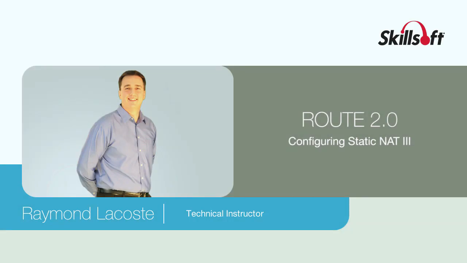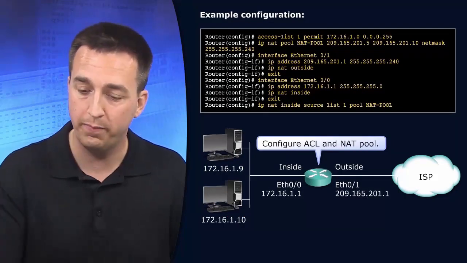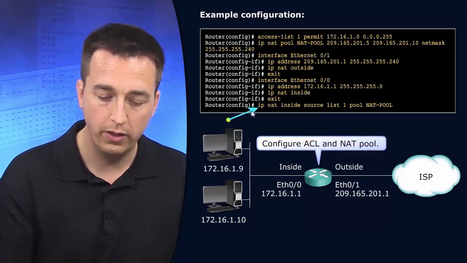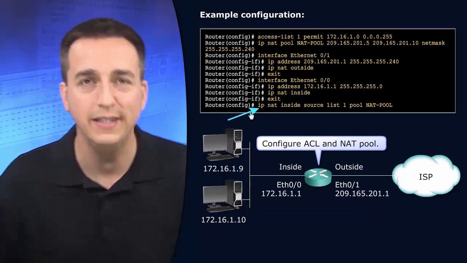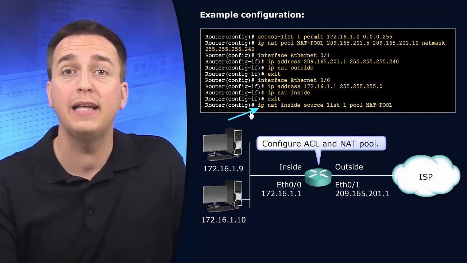And then lastly, we have to combine all this together and make it work. So we have two pools that are just sitting there doing nothing. How do we make it all work? With the IP NAT inside source command. Remember, with static NAT, it was IP NAT inside source static.